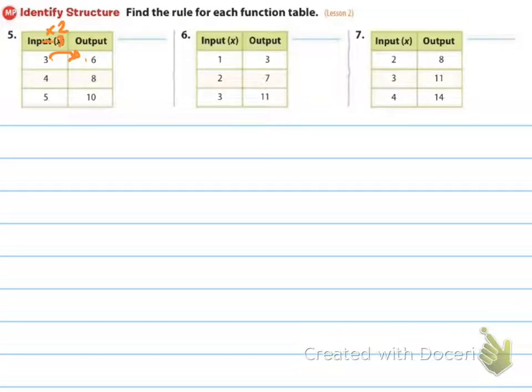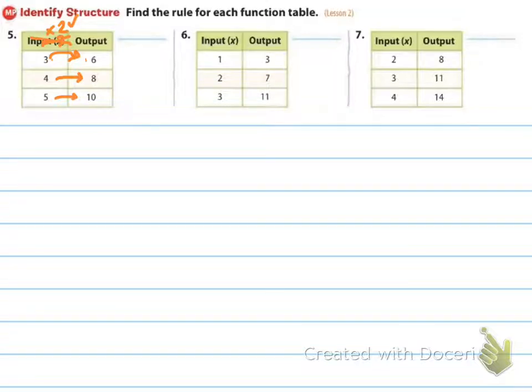So the next thing I'm going to do now is go to 4 and 8. And I'm going to try those out. Times 2, that's going to work. Minus 3 doesn't work. It's gone. Now once I get it to work once, I'm really hopeful it's going to work a second time, because if it works a second time, then I'm pretty golden. So again, I'm going to look at this one, 5 to 10. Does 5 times 2 equal 10? Yes, it does.